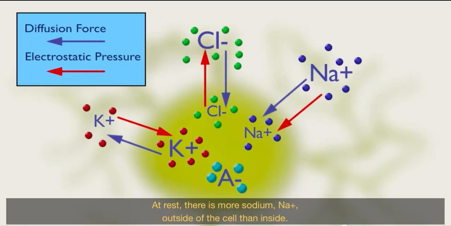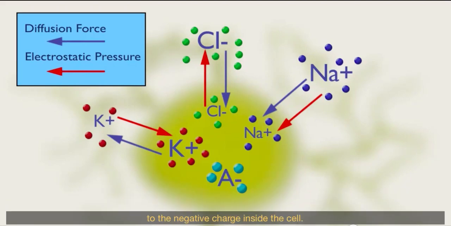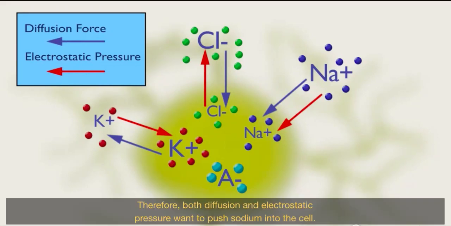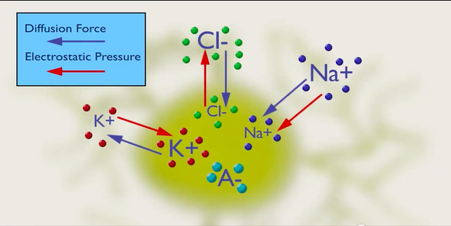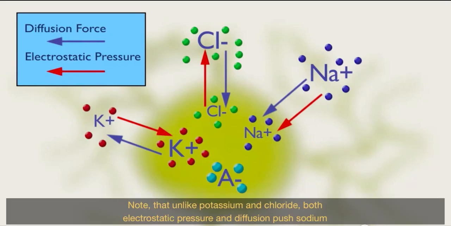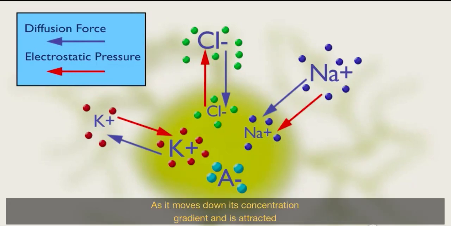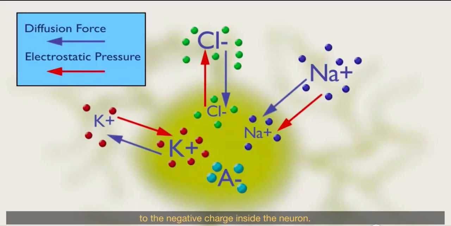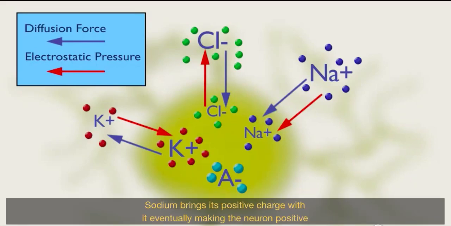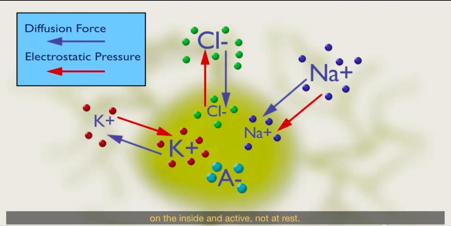At rest, there is more sodium, Na+, outside of the cell than inside. Sodium has a positive charge, so it is naturally attracted to the negative charge inside the cell. Therefore, both diffusion and electrostatic pressure want to push sodium into the cell. Note that unlike potassium and chloride, both electrostatic pressure and diffusion push sodium in the same direction, into the cell. As it moves down its concentration gradient and is attracted to the negative charge inside the neuron, sodium brings its positive charge with it, eventually making the neuron positive on the inside and active, not at rest.